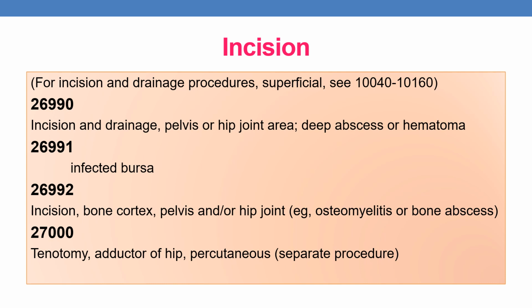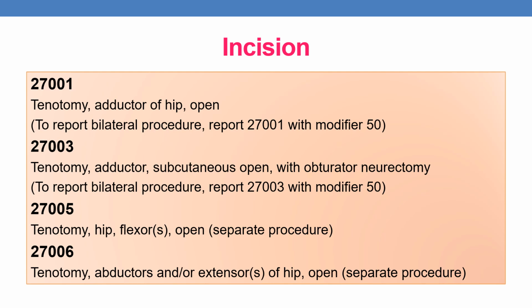The next is 27000. It deals with tenotomy, adductor of hip, percutaneous. The next CPT is 27001. Tenotomy, adductor of hip open. And to report bilateral procedure, report 27001 with modifier 50. The next is 27003. Tenotomy, adductor, subcutaneous open with obturator neurectomy. If tenotomy is combined with obturator neurectomy, the CPT is 27003. And to report bilateral procedure, report 27003 with modifier 50.